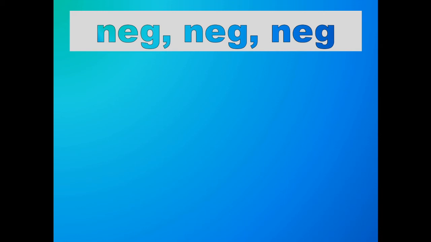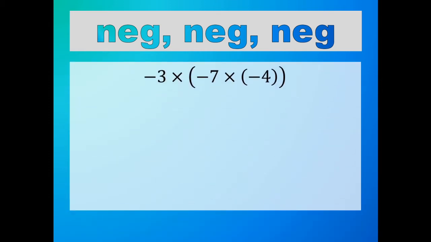Now what about when you have negative numbers or a combination of positive and negative numbers? Will the associative property of multiplication still hold true? Well, let's talk about negative 3 times parentheses negative 7 times negative 4. Now, negative times negative is equal to positive.